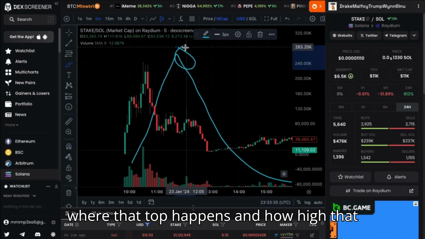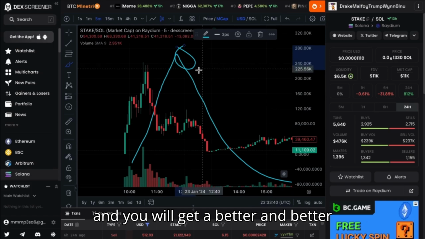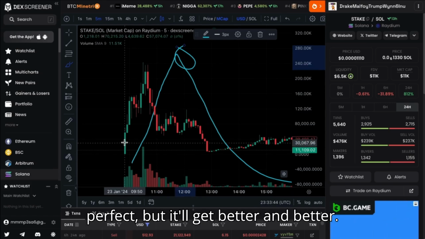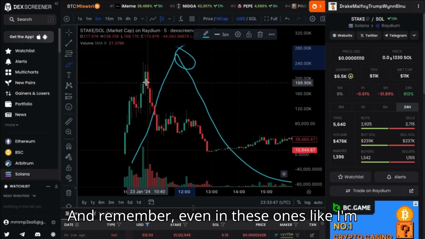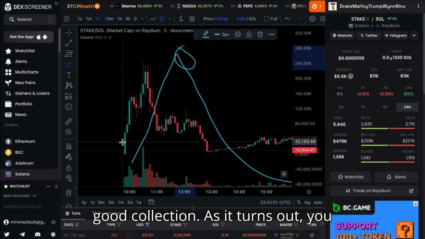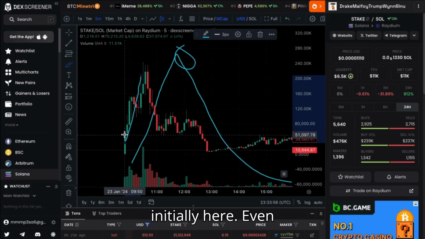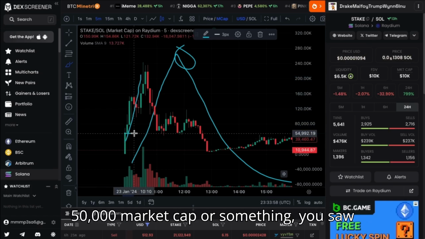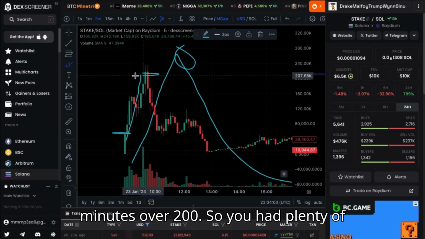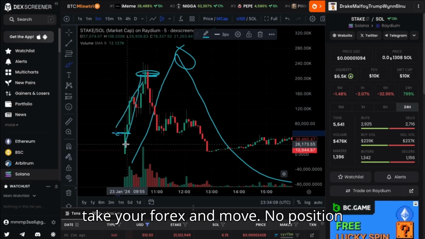Where that top happens and how high that top goes, that's what you will research. And you will get a better and better instinct and idea as you watch more and more collections. It's never going to be perfect, but it'll get better and better. And remember, even in these ones, like I'm showing you here, that it's not really a good collection as it turns out, you could still have made money going up. That's the thing. Because if you got in initially here, even at 50,000 market cap or something, you saw the price consolidating, it did get to 200 and it stayed there for a good 15-20 minutes over 200. So you had plenty of time to get out of the position as well, take your 4x and move.